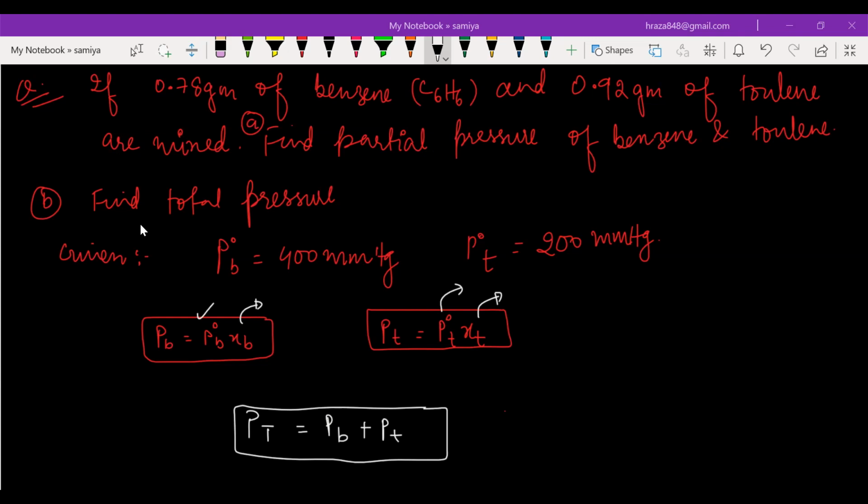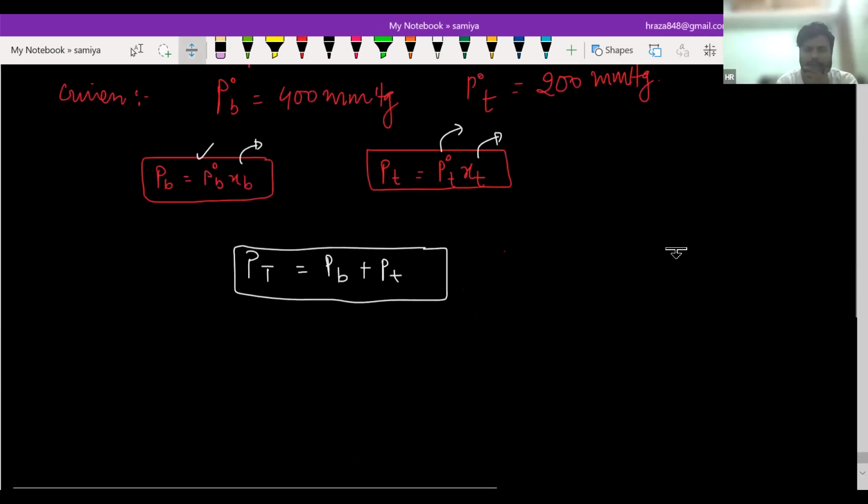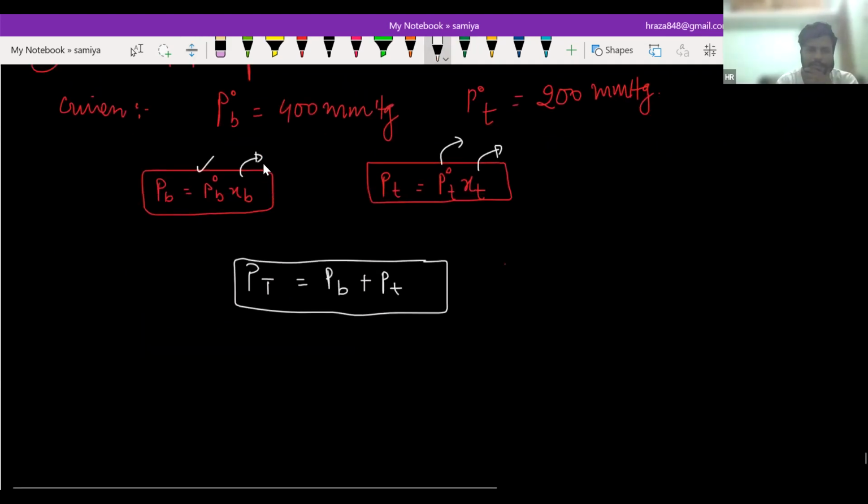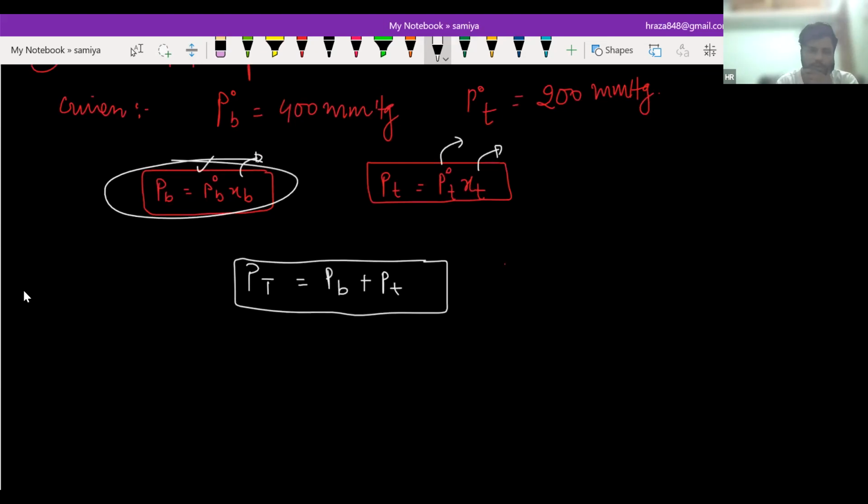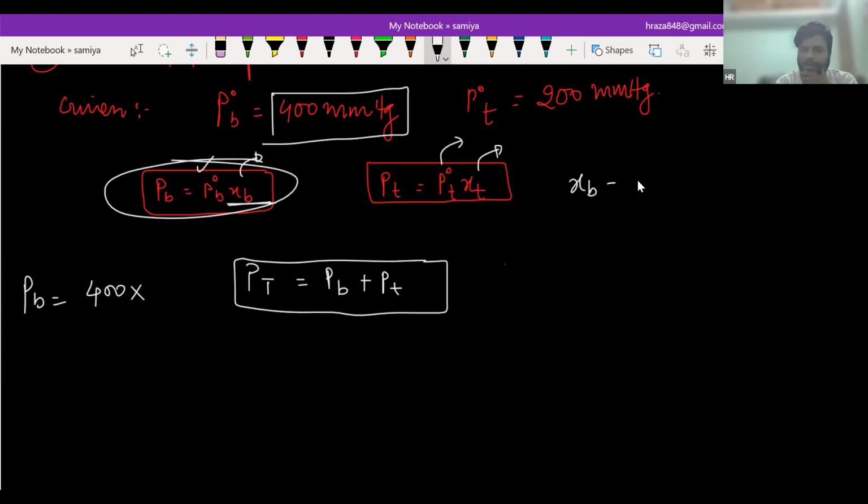Sir, is the partial pressure of benzene and toluene 20 and 10? No, how did you calculate it? Let me calculate it for you. This is the formula of P naught B and zeta B that I'm going to use. PB is equal to P naught B, given as 400 mmHg, so 400 into the mole fraction of benzene. We already know that the mole fraction of benzene is equal to the number of moles of benzene upon the number of moles of benzene plus the number of moles of toluene.